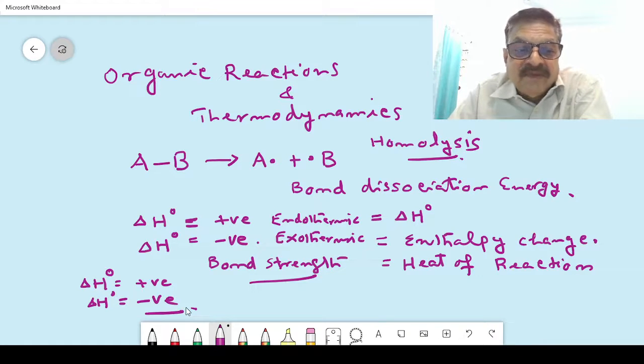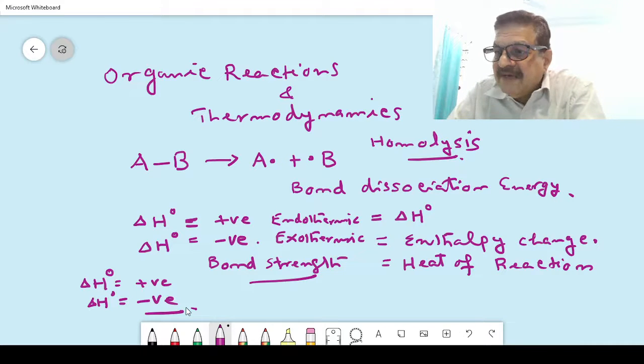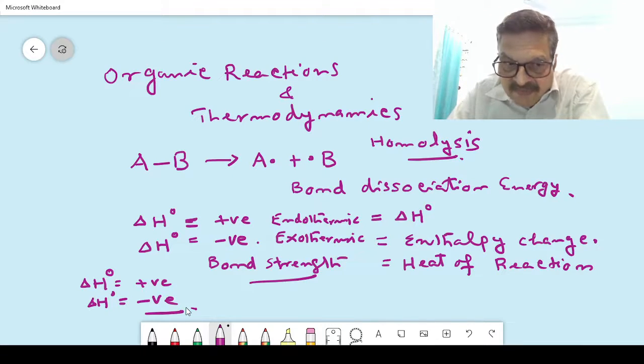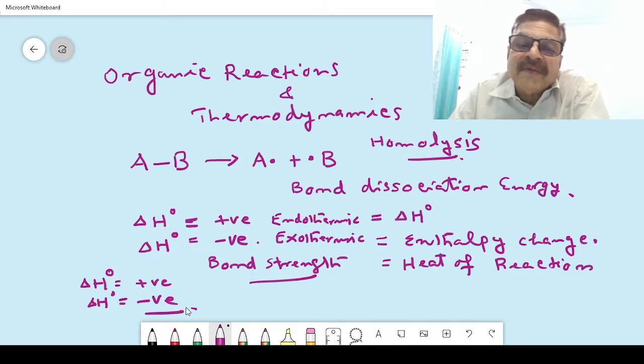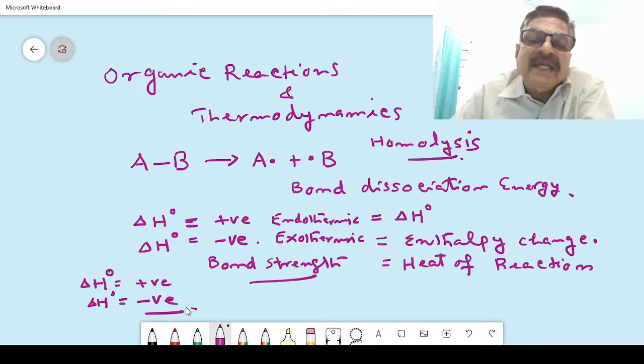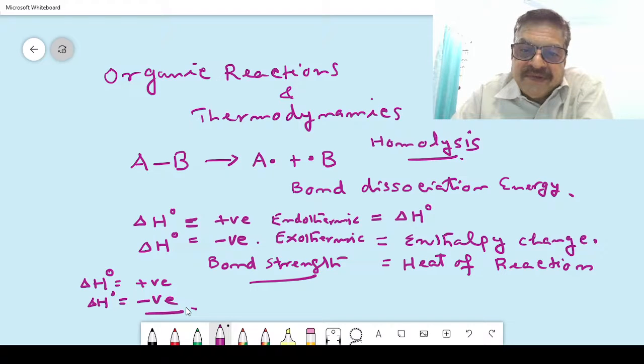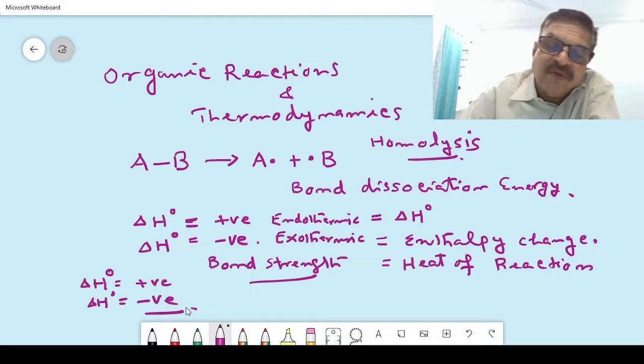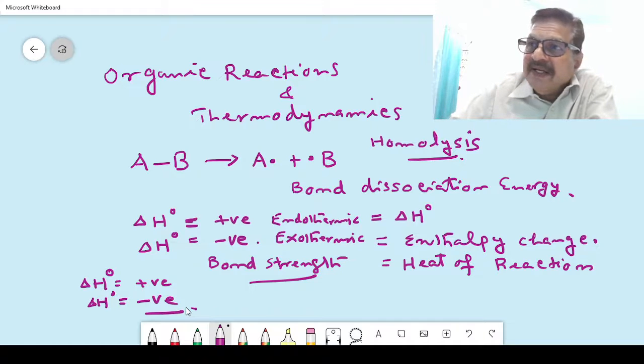When delta H is positive, it is the other way around: the bonds broken in the starting materials are stronger than the bonds formed in the product stage. When delta H is negative, more energy is released in forming the bonds than the energy needed for breaking the bonds. Therefore, the bonds formed in the product are stronger than the bonds broken in the starting materials.